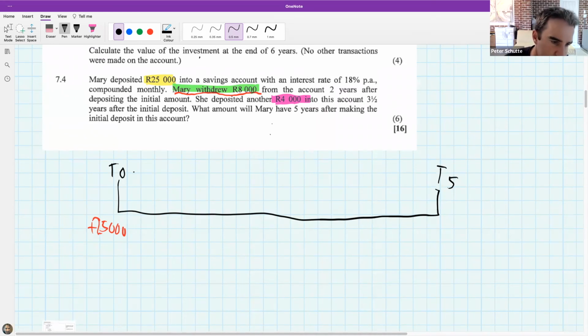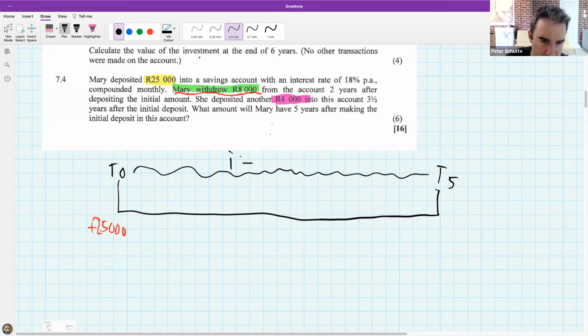Okay, so for me, would you agree with me that the interest rate doesn't change? Like I don't see, it says to me, it's 18%, okay, and it's compounded monthly. So it's going to be divided by 12. Give me a thumbs up if you agree with that. I can't see any evidence of the interest rate changing.